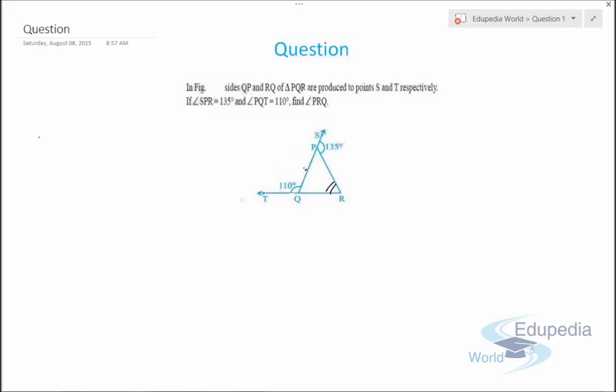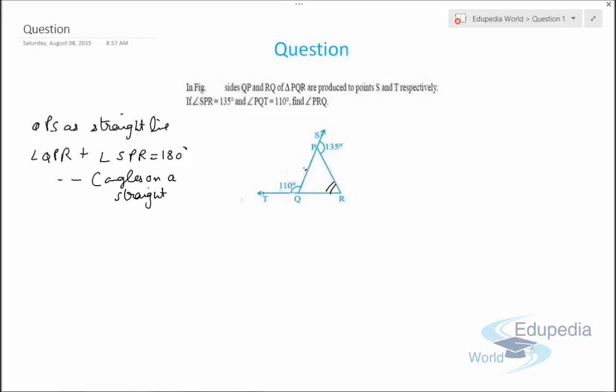If we consider QPS as a straight line, it's given it's a straight line, then we can say angle QPR plus angle SPR equals 180 degrees, because they are angles on a straight line. You can clearly see that this angle plus this angle, they are angles on a straight line, angle QPR plus angle SPR. So we can write angle QPR will be equal to 180 minus angle SPR, which is 180 minus 135. So what we get is 45 degrees. Now we get this angle as 45 degrees.